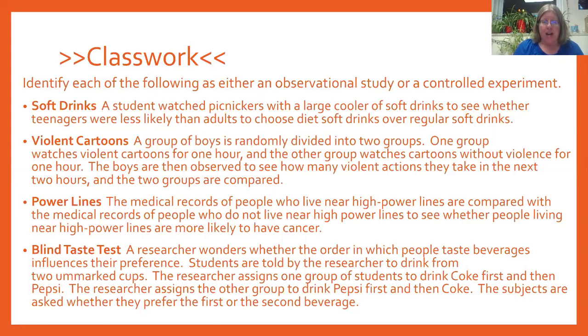All right, power lines. The medical records of people who live near high power lines are compared with the medical records of people who do not live near high power lines to see whether they're more likely to have cancer or not. Okay, so this one you're going to have to think about how you would do this research in order to determine whether this is going to be a study or an experiment. So do you think that you're going to be able to tell people and assign people where to live for, I don't know, say 2 years?